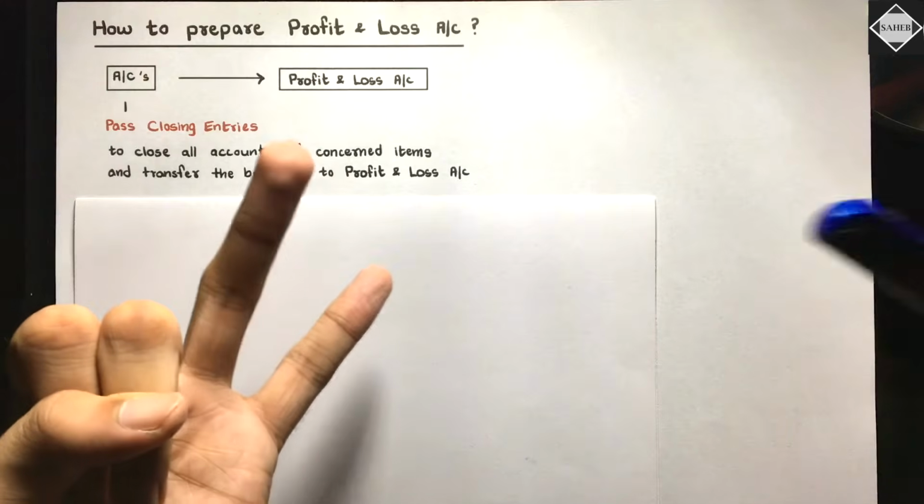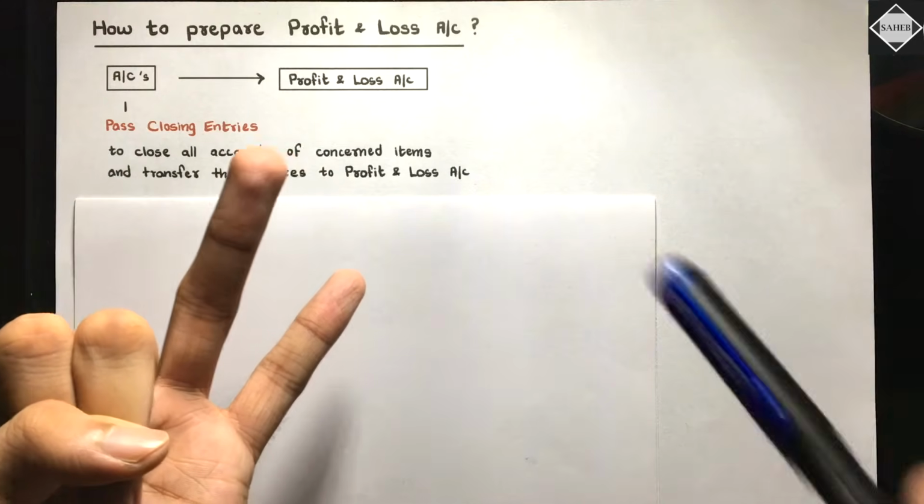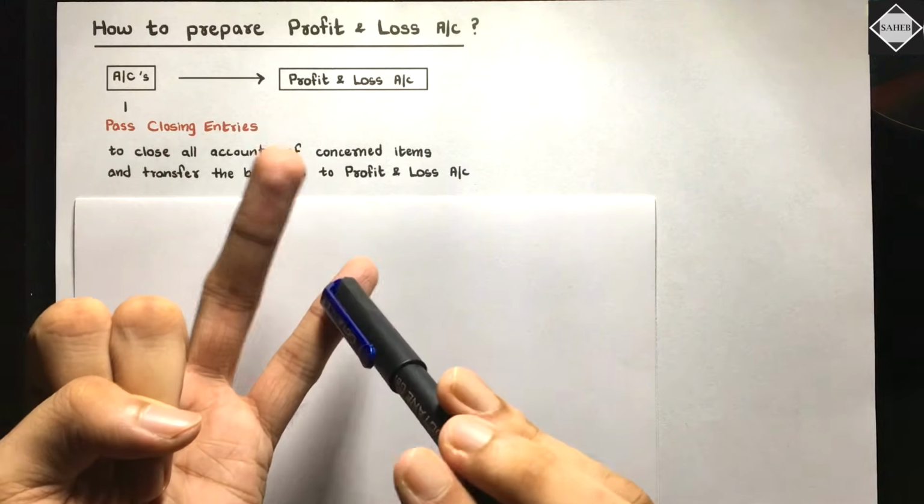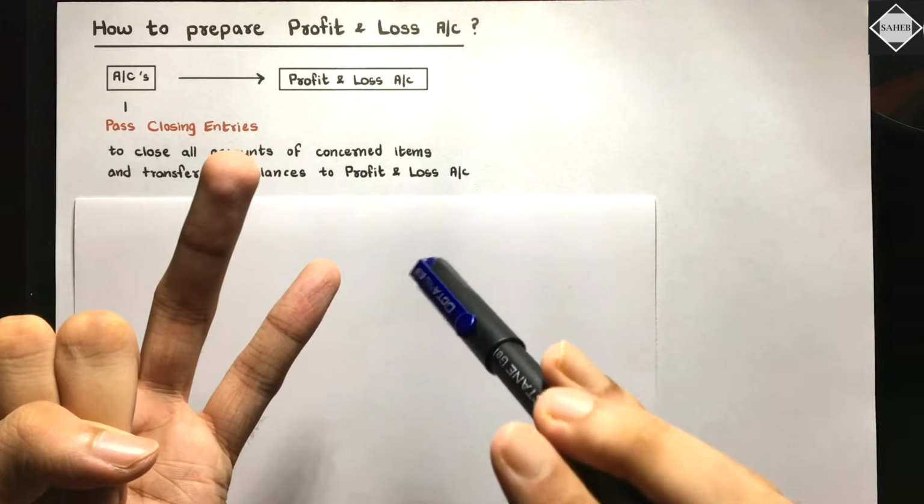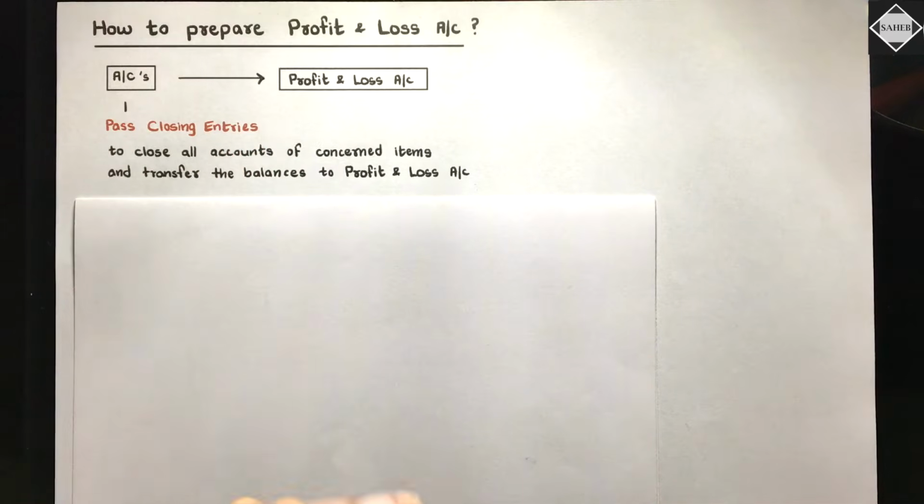But with expense and income accounts, it's not like that. At the end of an accounting period, we always close them. We make them zero. In the new year, again, we start with a zero balance account. That's how it is. Fine.